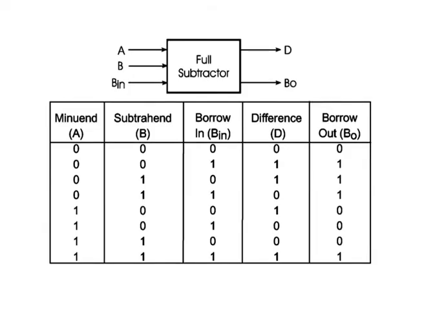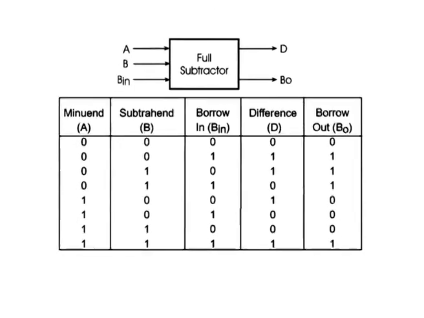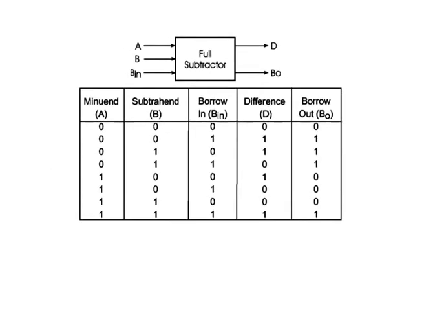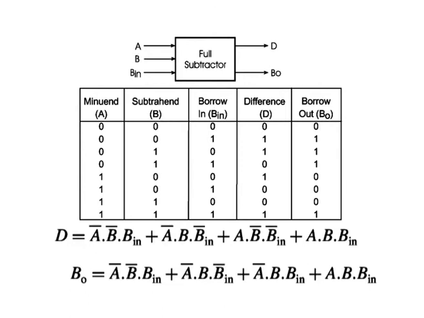Figure shows the truth table of a full subtractor. The Boolean expressions for the two output variables are given by the following equations. D is equal to A bar dot B bar dot B in plus A bar dot B dot B in bar plus A dot B bar dot B in bar plus A dot B dot B in.